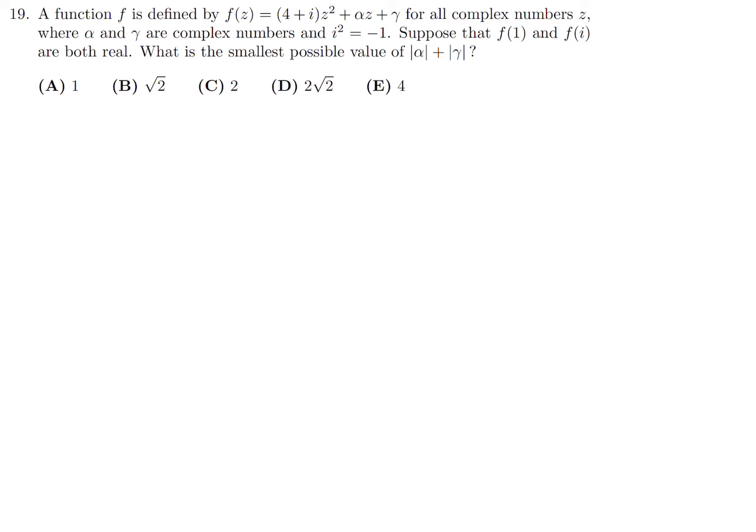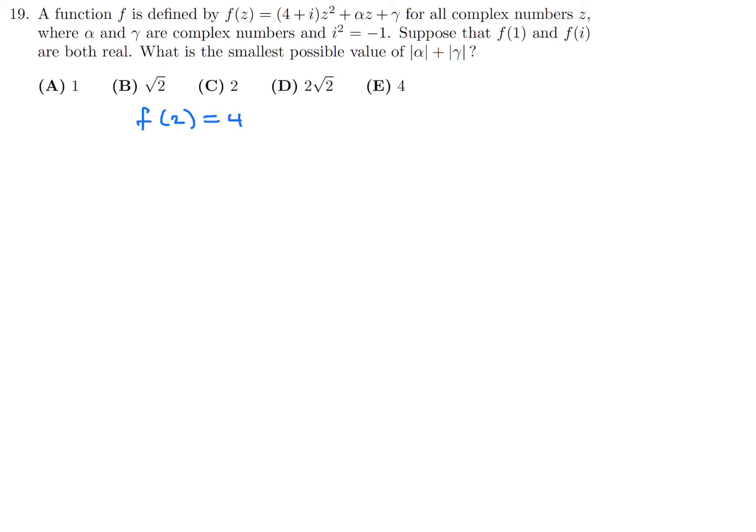A function f is defined by f(z) equals (4 plus i)z squared plus alpha z plus gamma for all complex numbers z, where alpha and gamma are complex numbers and i squared is equal to -1. Suppose that f(1) and f(i) are both real. What is the smallest possible value for the magnitude of alpha plus the magnitude of gamma?